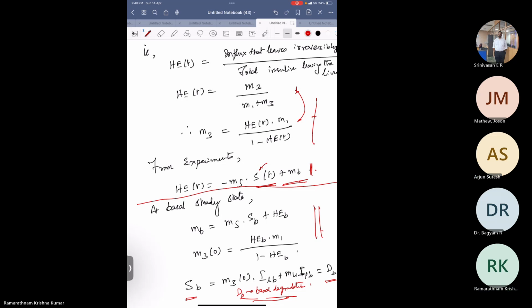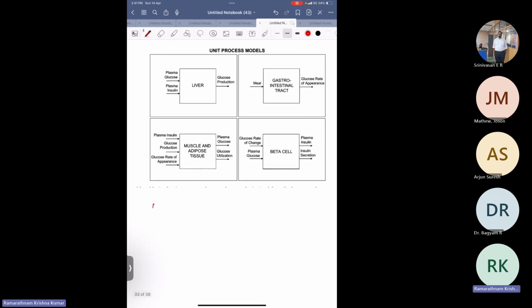Okay. Now, what is it that I have done? I have actually happily introduced M1, M2, M3, M4, M5, M6, HE, all those things. Now, I don't have a choice because I want to convert physiology into math, in which case I'm introducing one after the other. In any physiology model, there are two things. One is called minimal model, and the other is called maximal model.